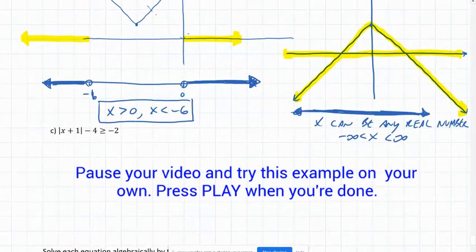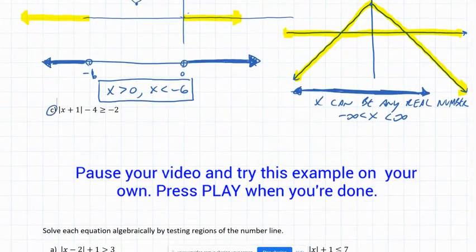So I'd like you to try example C now. Go ahead and pause your video. Try example C by graphing the left side and the right side individually, and then press play when you're ready to see the solution.